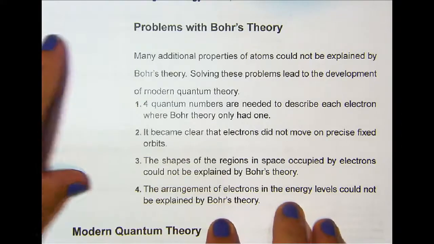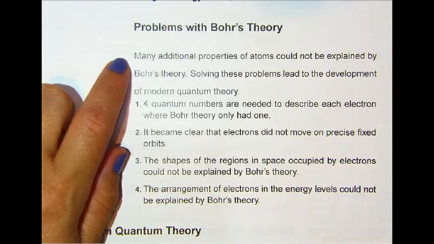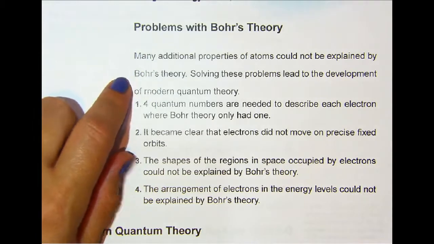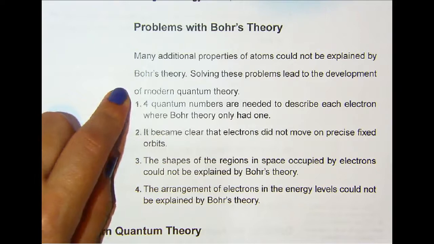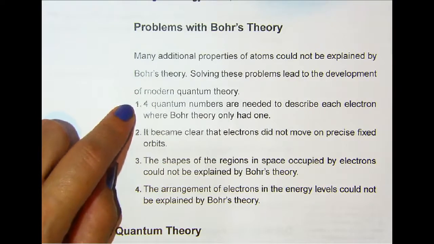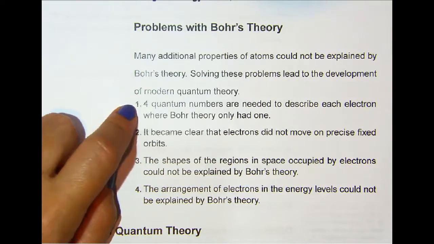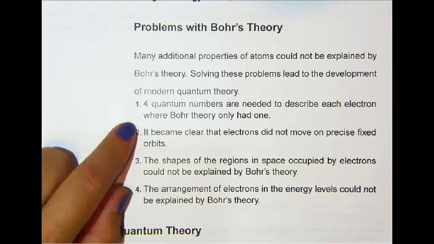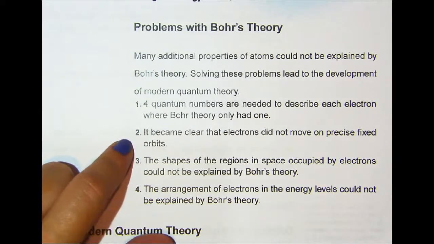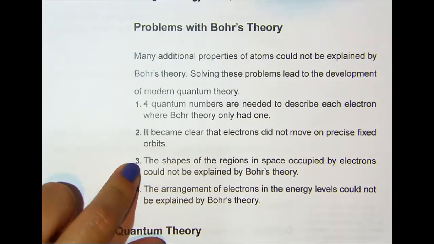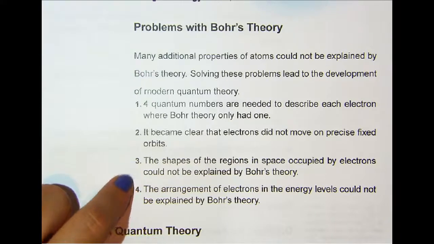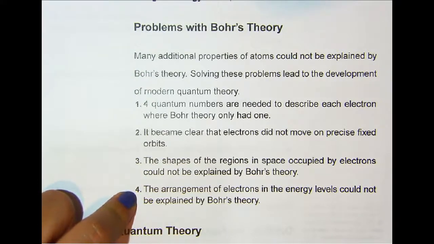So here are the problems with Bohr's theory. Many additional properties of atoms could not be explained by Bohr's theory. Solving these problems led to the development of the modern quantum theory. Number 1, 4 quantum numbers are needed to describe each electron where Bohr's theory only had 1. It became clear that electrons did not move on precise fixed orbits. The shapes of the regions in space occupied by electrons could not be explained by Bohr's theory, and the arrangement of electrons and the energy levels could not be explained by Bohr's theory.